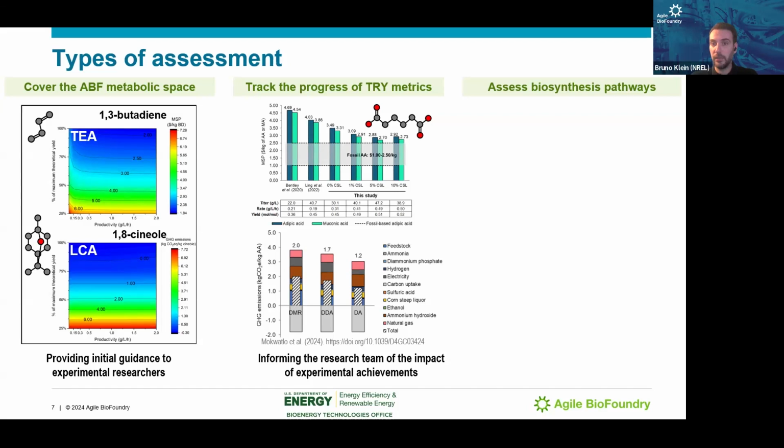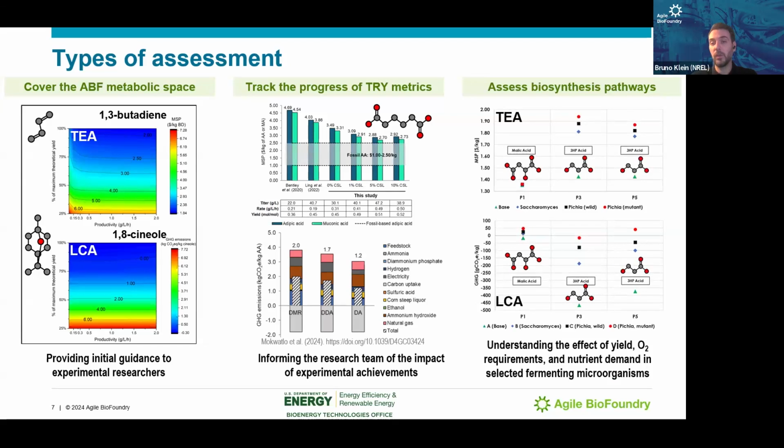And finally, last slide, please. We can also assess different biosynthesis pathways. This is very important for a few specific molecules. For example, here, malic acid and 3-HP. We had several different hosts that could produce these two molecules essentially. And this type of work was very useful in understanding the effect of yield, O2 requirements, and nutrient requirements as well in selected fermenting microorganisms. So we have different minimum selling prices on the top, different GHG emissions at the bottom, depending on the host that you use.